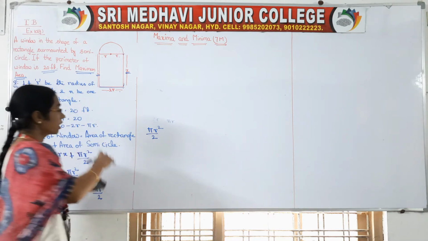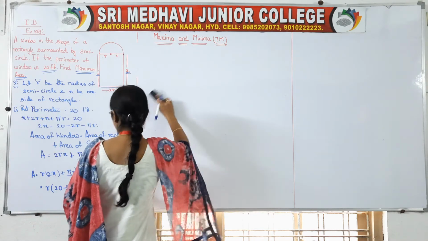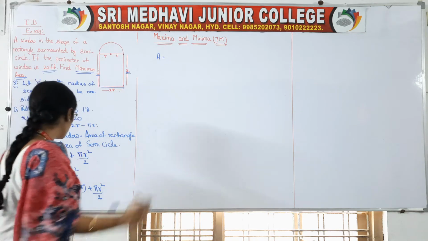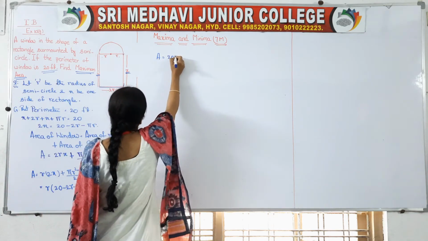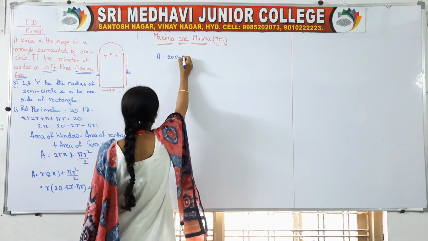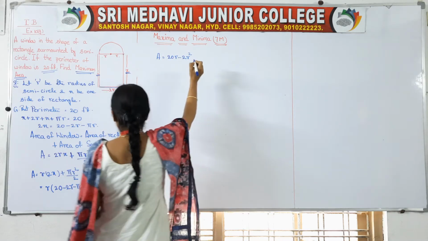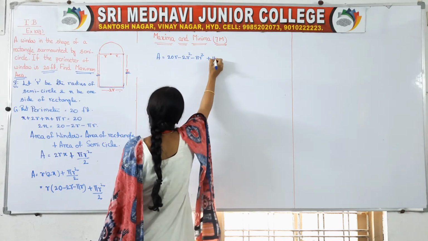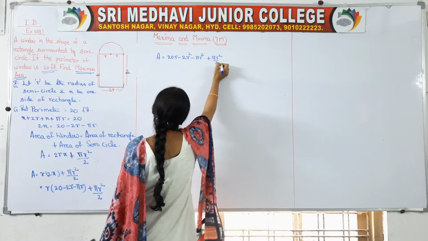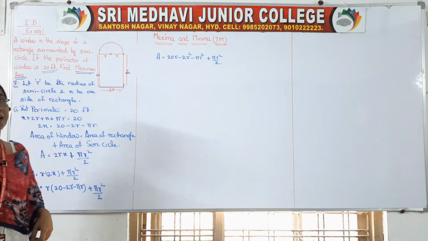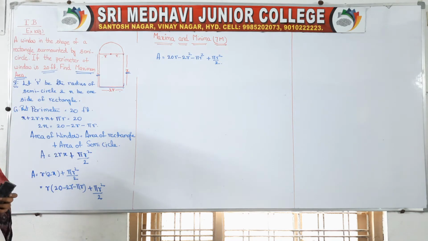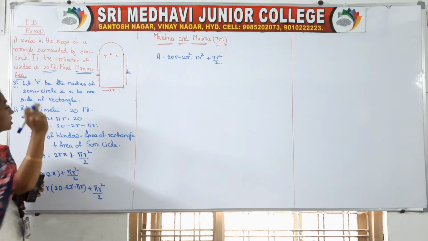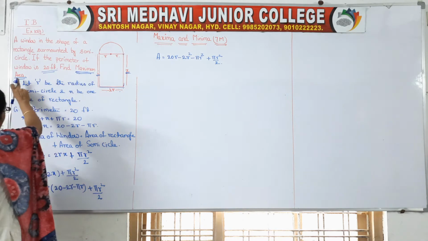So come on, what is your area? A is equal to 20R minus 2R squared minus pi R squared plus pi R squared by 2, that is your area. So your area is in terms of R now. Your area is a function in terms of R, and the question is maximum area.